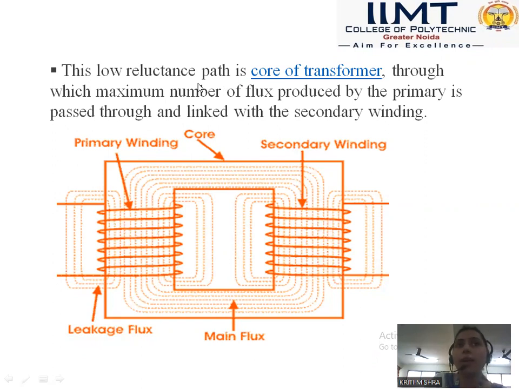This low reluctance path is the core of the transformer through which the maximum amount of flux produced by the primary is passed and linked with the secondary winding. Here we can see the leakage flux, which is present in the primary but not linking up with the secondary.